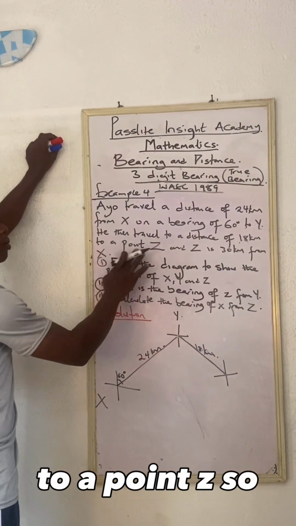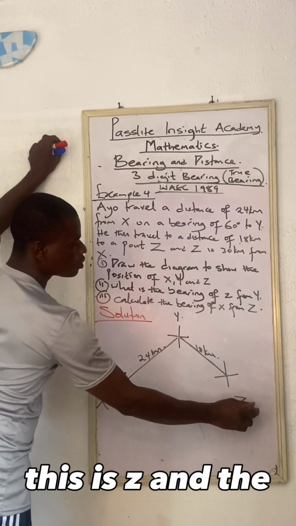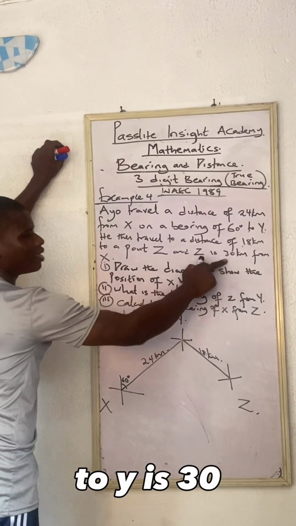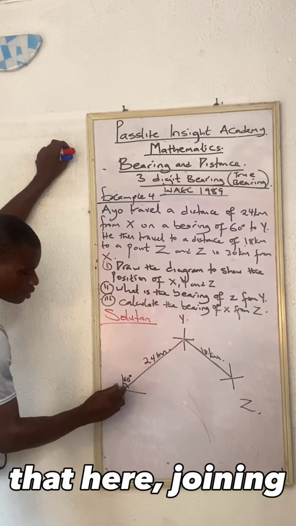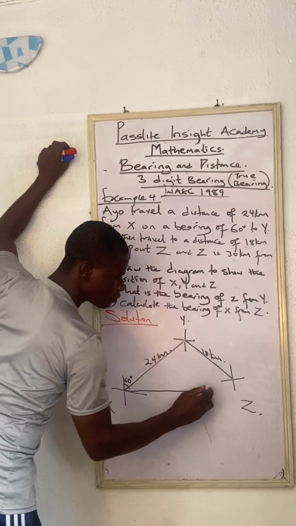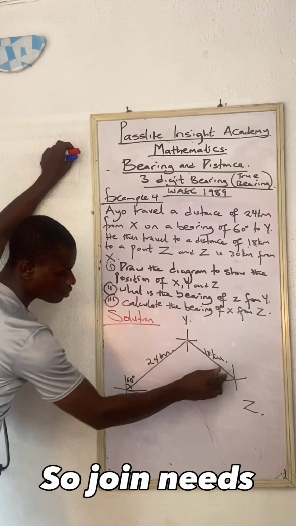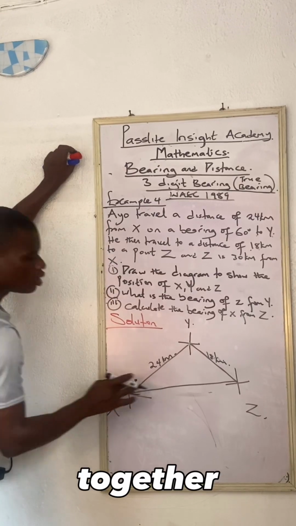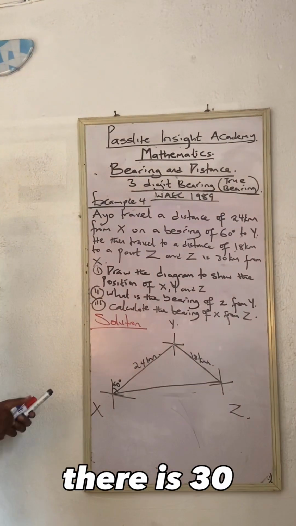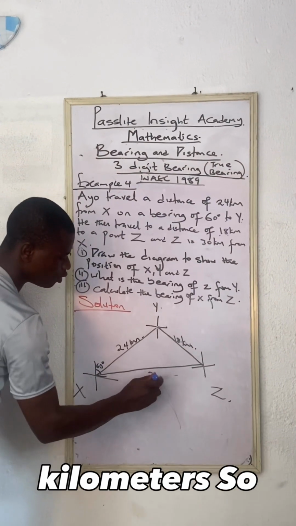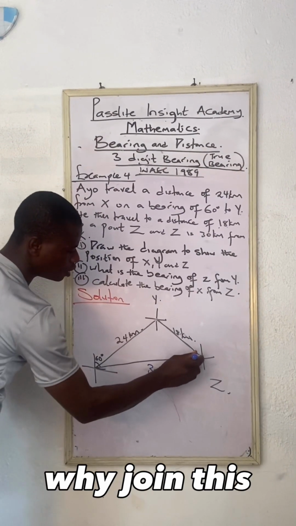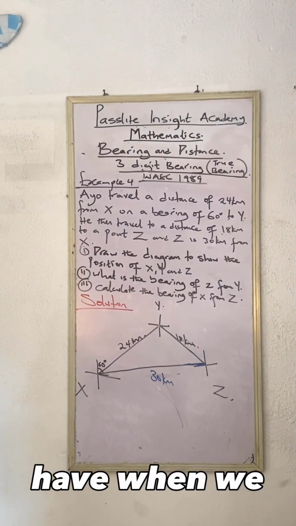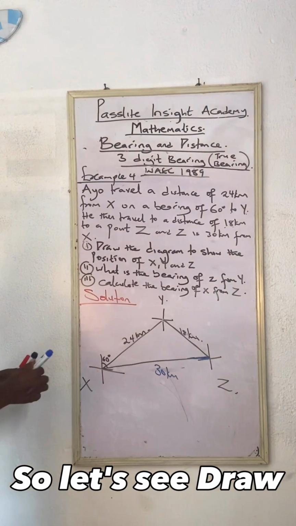So let's come here to a point Z. So this is Z. And the distance from Z to Y is 30 kilometers. So we're having that here. Join it together. So draw it neat. So join that together. So the distance there is 30. So here is 30 kilometers. So when you join this together, that way. So that's what we are having.